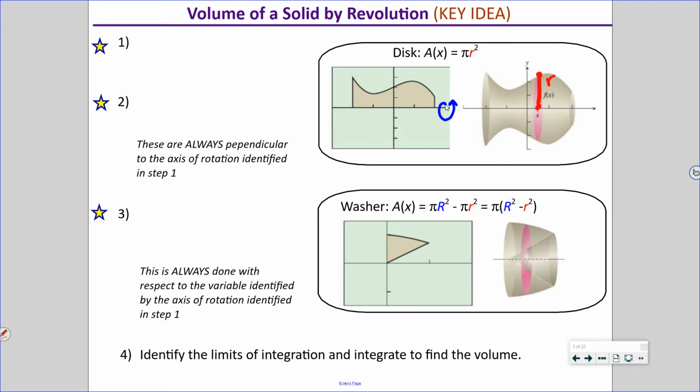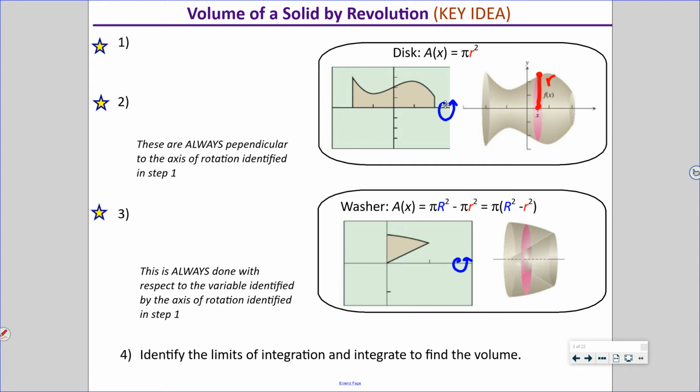Okay, the other region that could form is if we do have a gap. Here you can see we're rotating this one about the x-axis too, but I have a gap right here. And so when I rotate it, I have this hole in the middle of my solid. So we call this a washer.